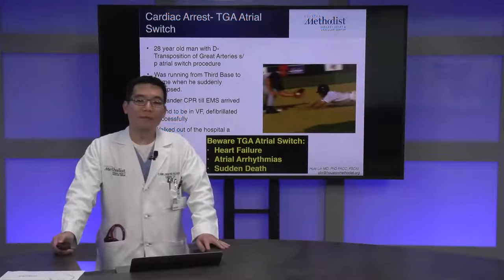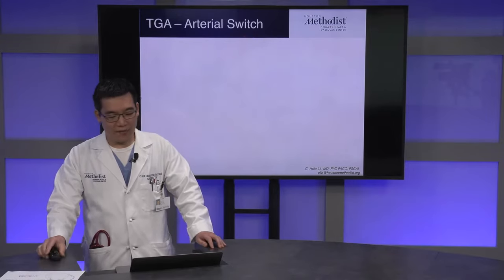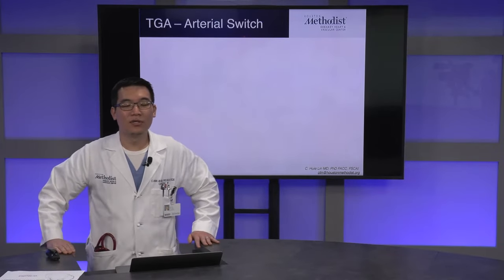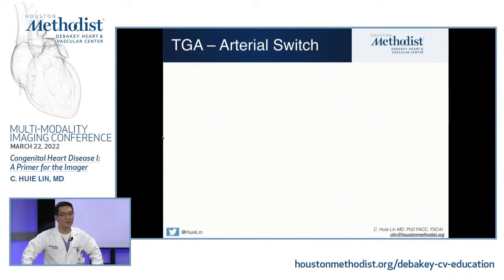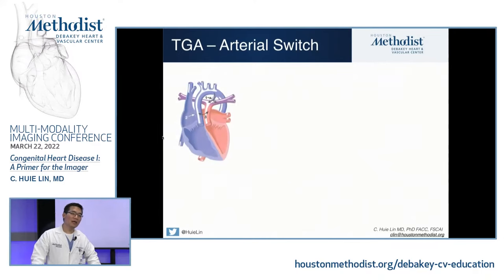So let's go on. It turns out that 35 years ago, patients in the United States began undergoing a second type of surgical repair for complete transposition of the great arteries, and that's called the arterial switch. And it's exactly what it sounds like. It had actually been tried earlier in history, however, they had been unsuccessful for one important reason. So here's what we're looking at.